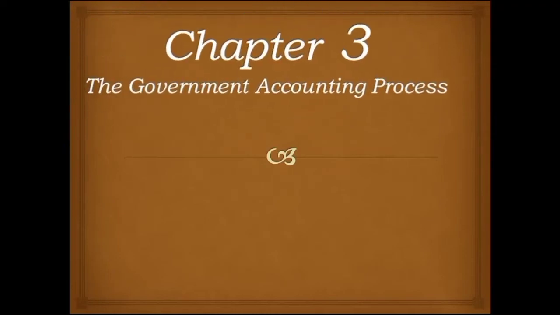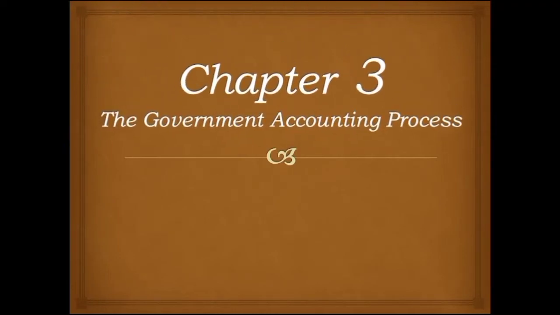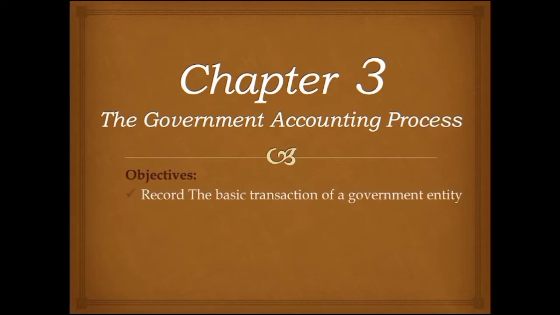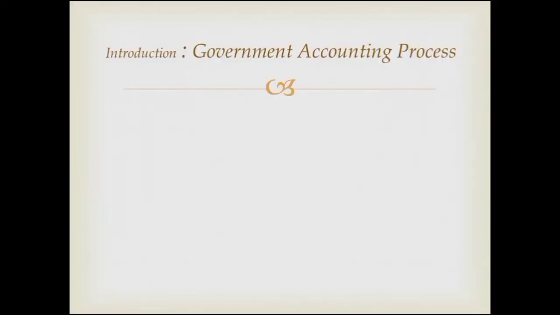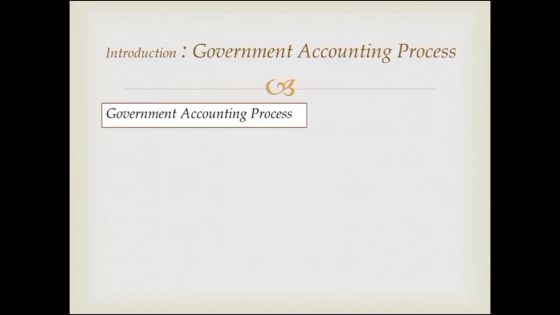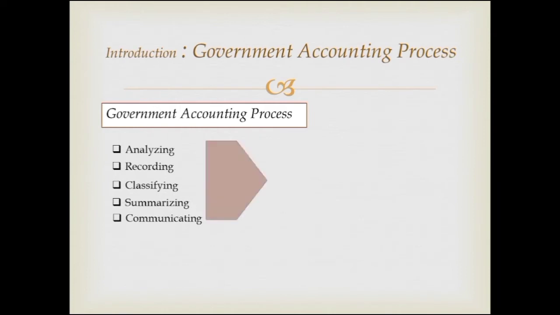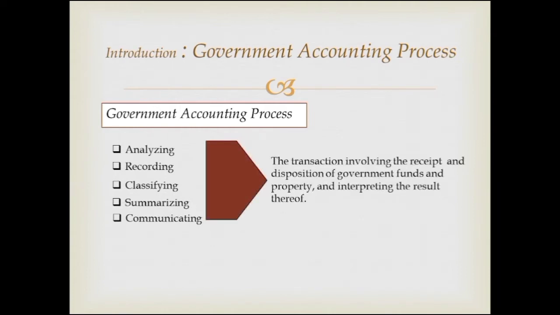We'll discuss chapter 3, which is all about the government accounting process. In this chapter, we are going to record the basic transactions of a government entity and prepare a worksheet. The government accounting process comprises the activities of analyzing, recording, classifying, summarizing, and communicating transactions involving the receipt and disposition of government funds and property and interpreting the results thereof.